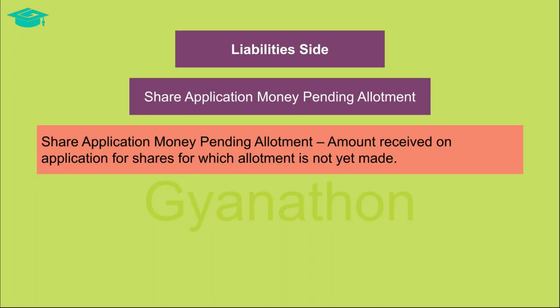The second major head on the liability side is share application money pending allotment. This refers to the amount received by the company on application of shares, but the shares are not yet allotted. So, the person who has paid money on application is still not a shareholder as the shares are not allotted to him. But the money received from him is a liability to the company and not yet coming under shareholders' funds. So, it is disclosed separately as share application money pending allotment. Once the shares are allotted, then such amount gets transferred under the share capital, which is a subhead of shareholders' funds.